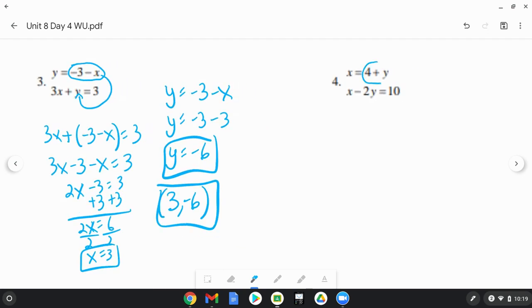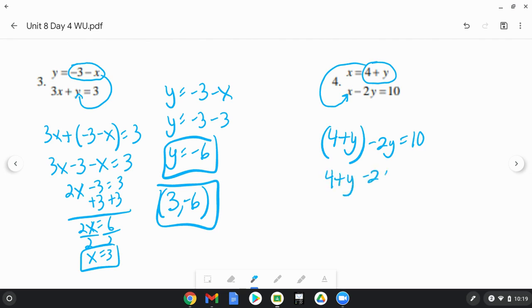Number 4 has x equals. So I'm going to circle what's after the x equals and plug it in for x now, since it said x equals that. So now we get 4 plus y minus 2y equals 10. There's nothing to distribute into that parentheses, so I'm just going to rewrite it without the parentheses. If I combine like terms, oh, that shouldn't be x, sorry. I wrote an x there, that should be y. If I combine like terms, I get negative y plus 4.